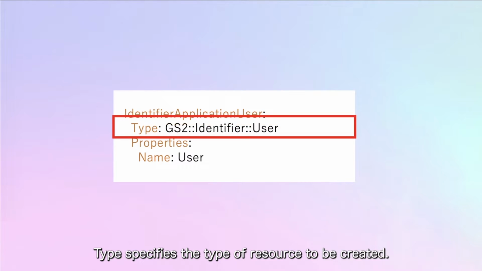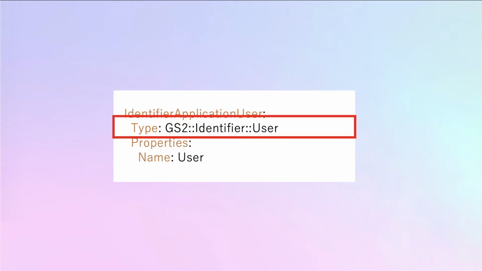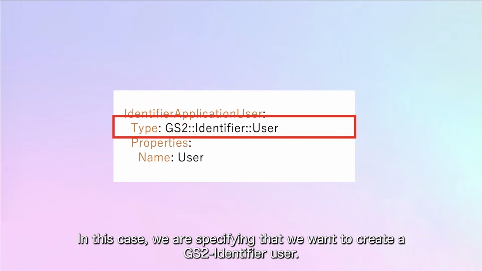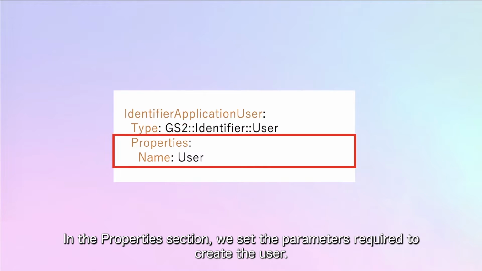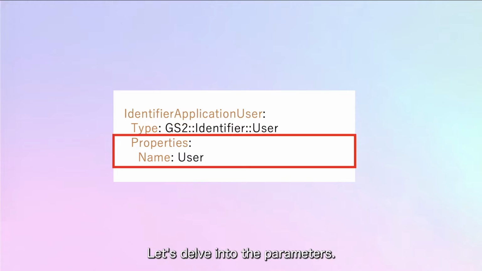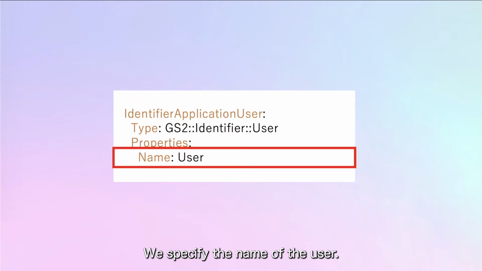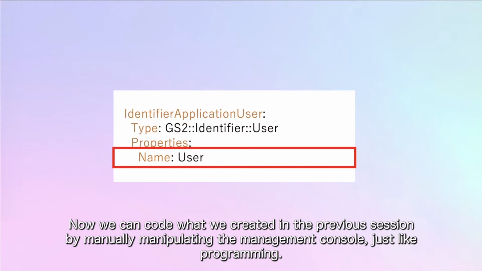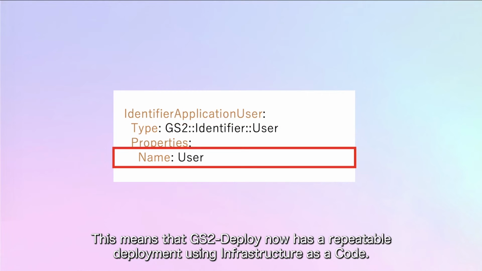Type specifies the type of resource to be created. In this case, we are specifying that we want to create a GS2 identifier user. In the Properties section, we set the parameters required to create the user. Let's delve into the parameters. We specify the name of the user. Now we can code what we created in the previous session by manually manipulating the management console, just like programming. This means that GS2 deploy now has a repeatable deployment using infrastructure as code.